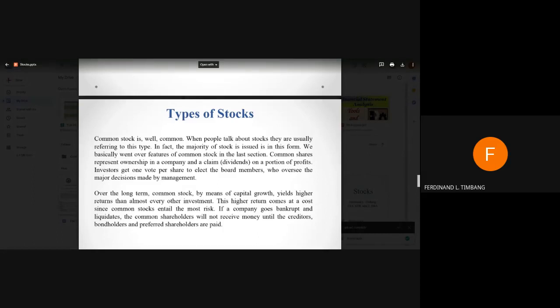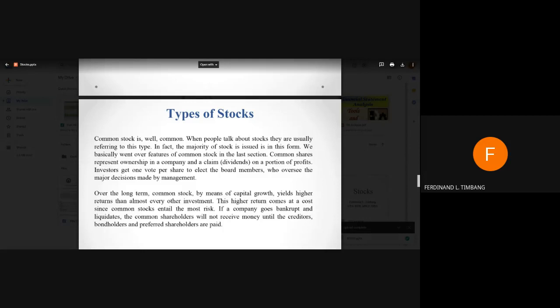Okay, then we have the types of stocks. Common stock is, well, common. Okay, pabayan mo na yun, no? So when people talk about stocks, they are usually referring to these types. In fact, the majority of stock issued is in this form, no? So we basically went over features of common stock in the last section.